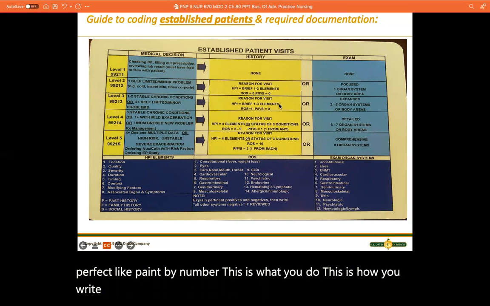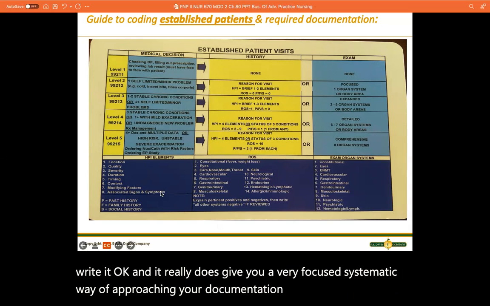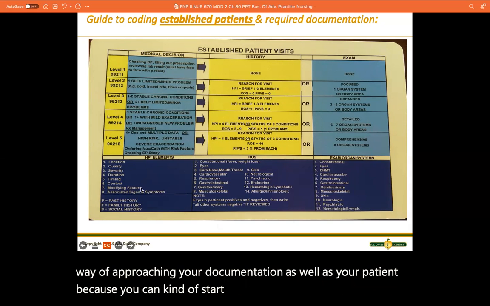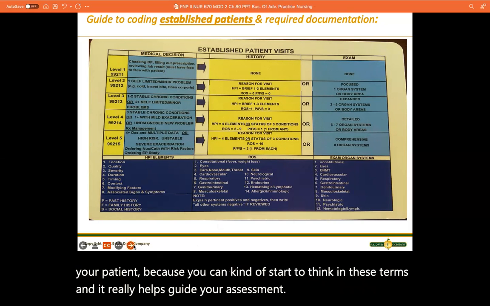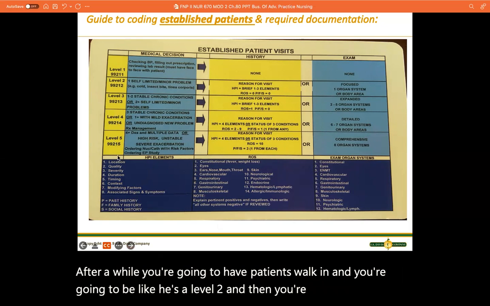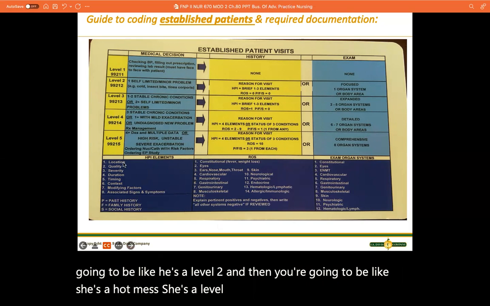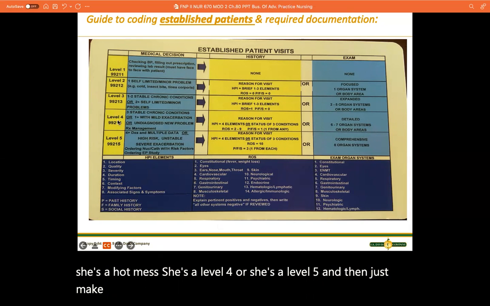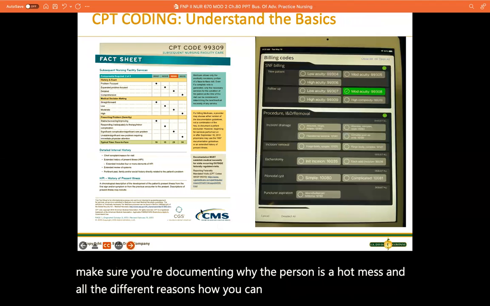Okay. And it really does give you a very focused, systematic way of approaching your documentation as well as your patient, because you can start to think in these terms, and it really helps guide your assessment. After a while, you're going to have patients walk in and you're going to be like, oh, he's a level 2. And then you're going to be like, oh, she's a hot mess. Oh, she's a level 4, or she's a level 5. And then just make sure you're documenting why the person is a hot mess and all the different reasons how you can justify that. Okay.